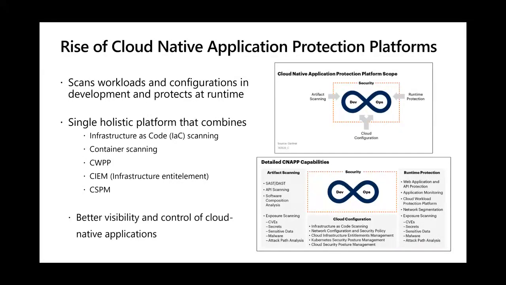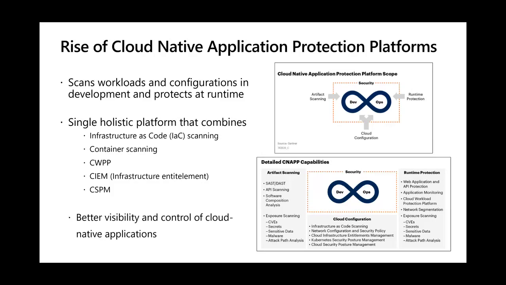Cloud-native application protection platforms bring together different sets of cloud security tools, including cloud workload protection and cloud security posture management. Some vendors bring in other tools as well, such as cloud infrastructure entitlement management and tools to manage container and infrastructure as code scanning prior to deployment, like I mentioned earlier. The cloud-native application protection platforms will scan workloads and configurations in development and protect them during runtime.